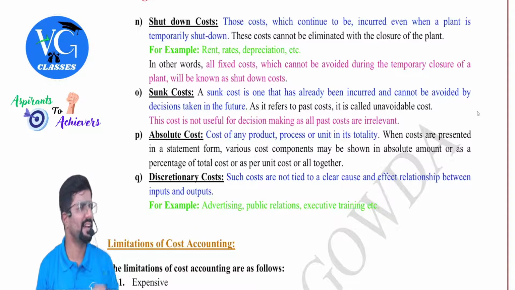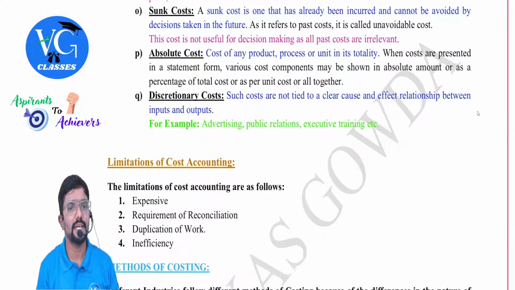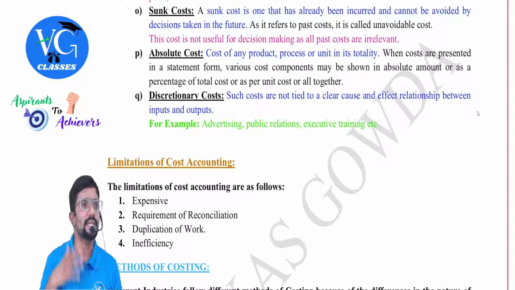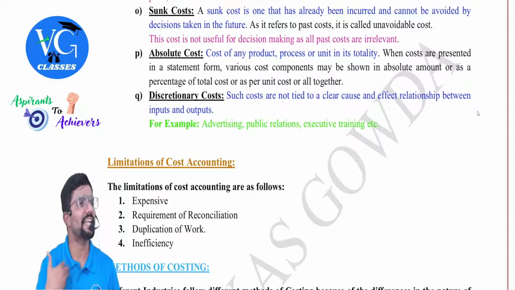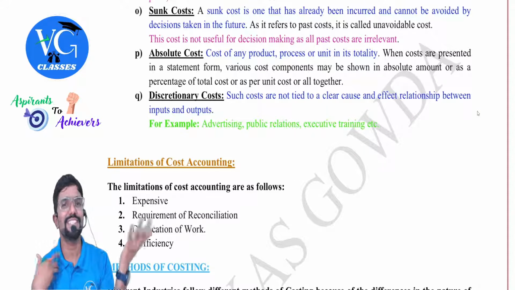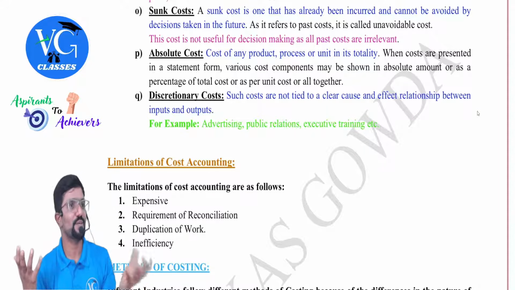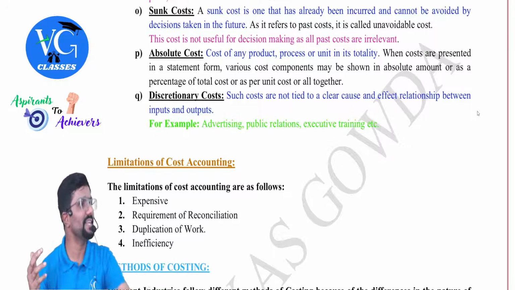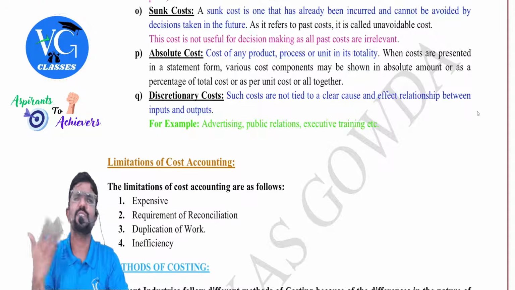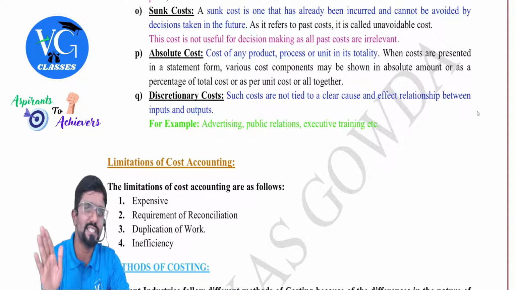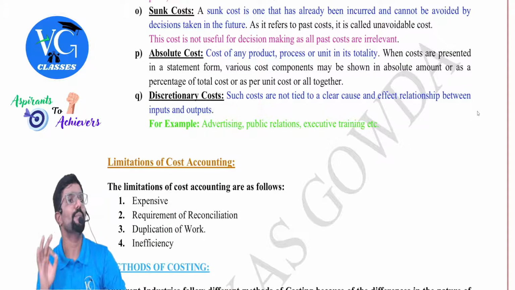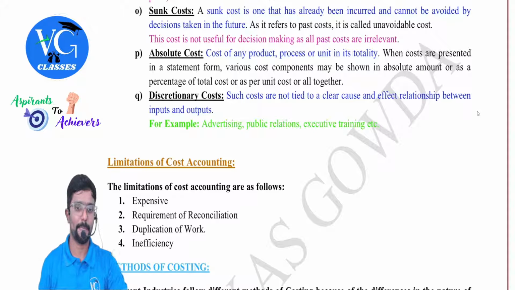Example: any fixed expenses. Sunk cost. Sir, what is sunk cost? Well, sunk cost is something which is already incurred. It is almost irrelevant in my decision making because the past we cannot change. So sunk cost is something which is already incurred. I cannot change it. We also call it historical cost. So it has already happened, I cannot change it, and it is irrelevant in my decision making.